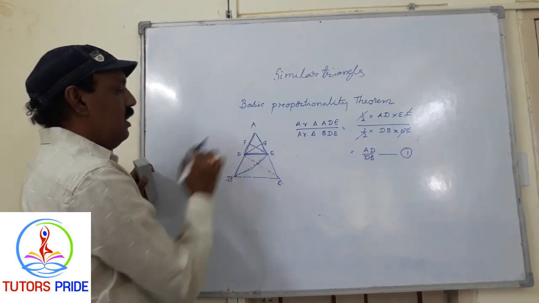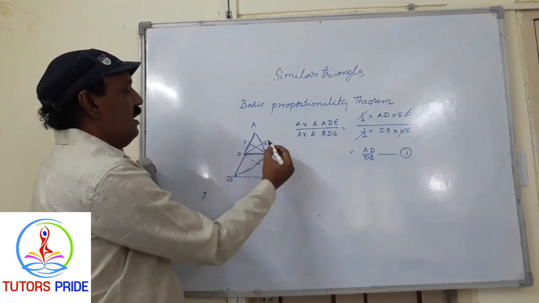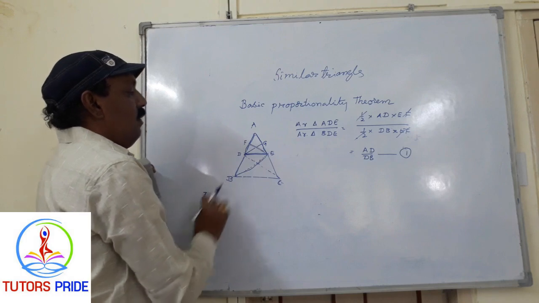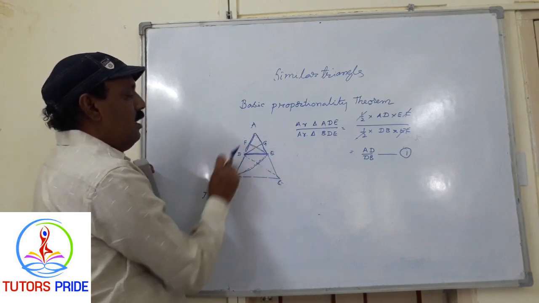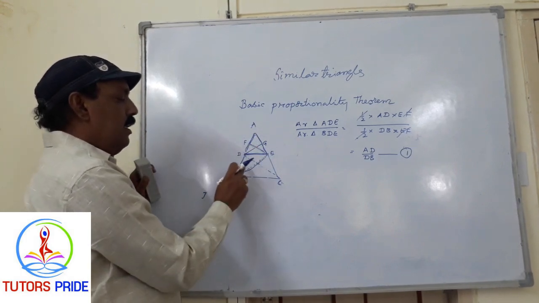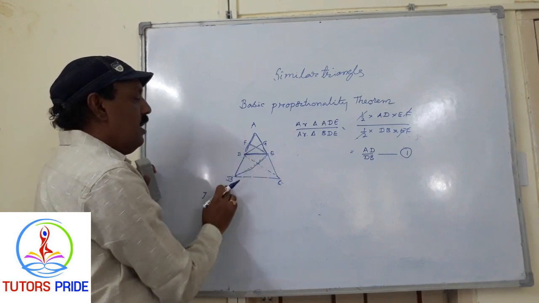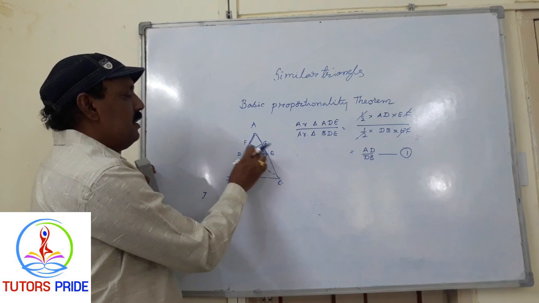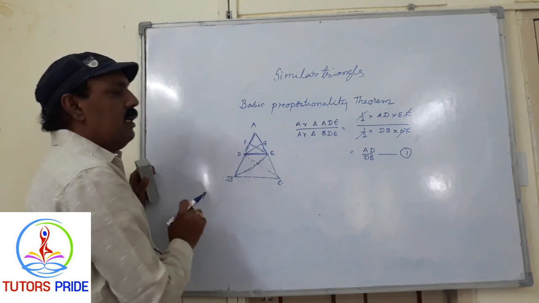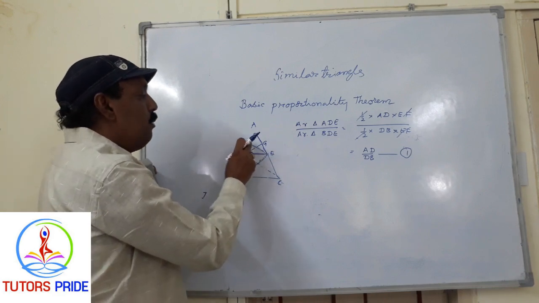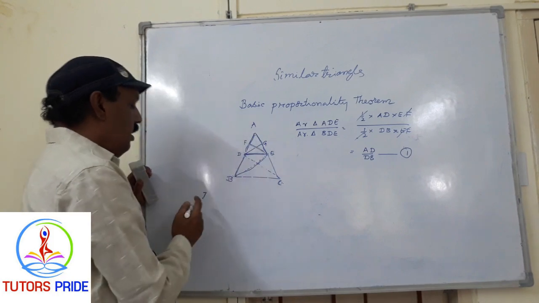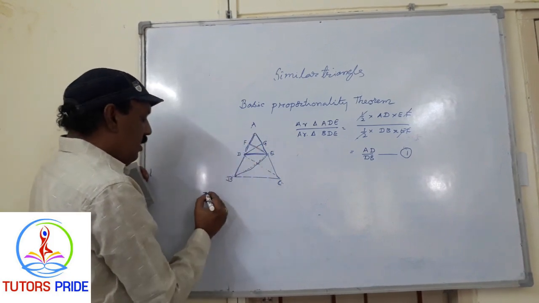I told you already there are a total of 4 triangles in this. The first triangle is ADE, whose base is AD and height is EF. Another triangle is BDE, base DB, height EF. EF is the height for both the triangles, because EF is a perpendicular line to AB. So now we will go for another one.